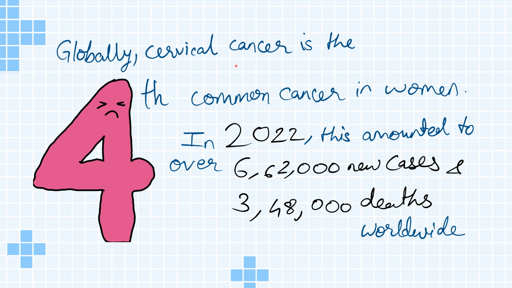Why is cervical cancer so important? Cervical cancer is the fourth most common cancer in women. In 2022 itself, this amounted to over 662,000 new cases and 348,000 deaths worldwide. The good news is that cervical cancer develops slowly through identifiable precancerous stages, giving us a chance to detect and treat it early. So, how does this cancer actually begin?